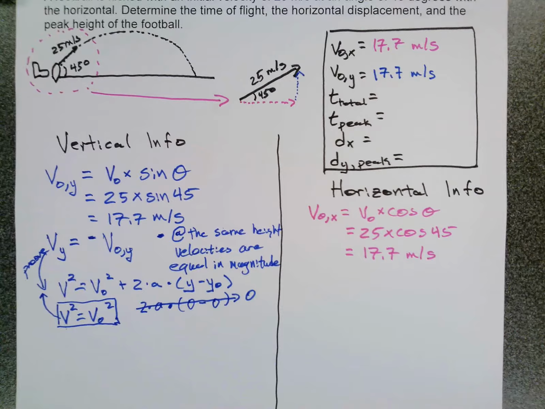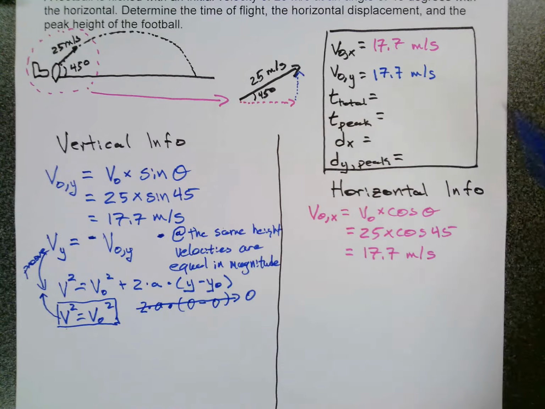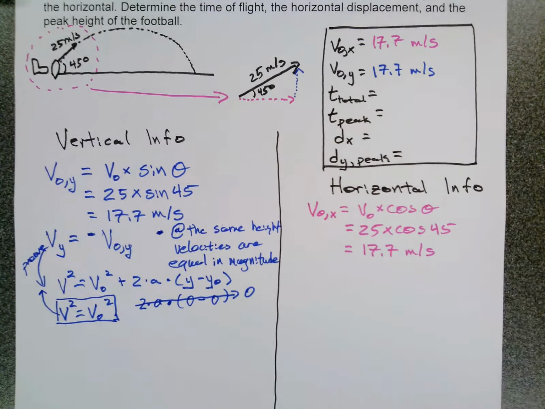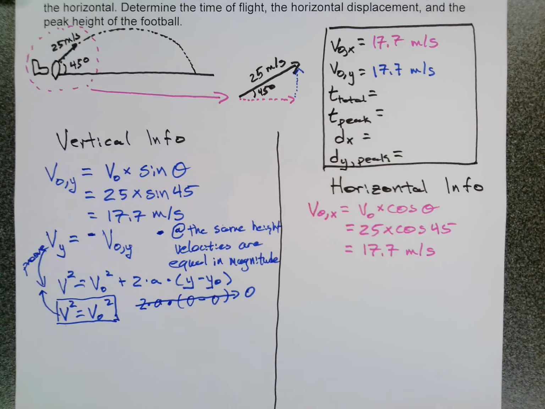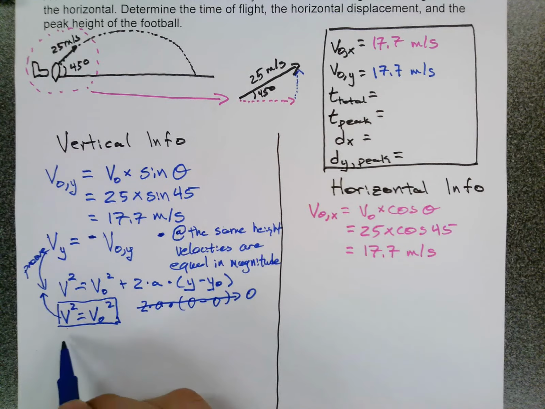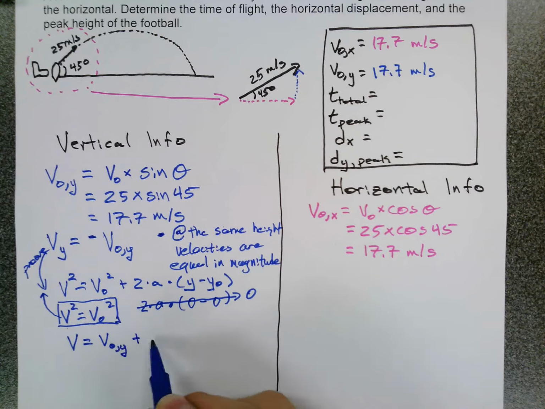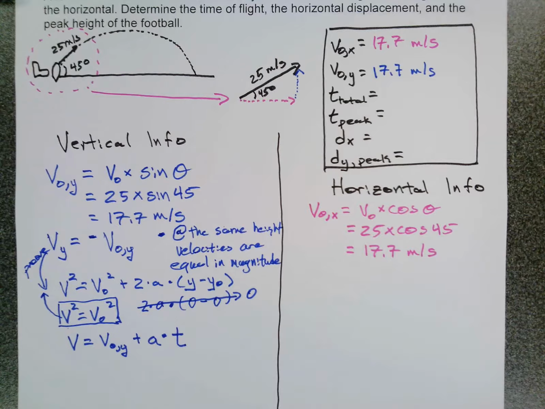Alright. One other thing that we can also find out, and one of the things we should find out next, is our total time. We have to go to our equations that have time, and one of the best equations to find time is actually the simplest equation. That is, the final velocity is equal to the initial velocity in the y direction plus our acceleration times time.